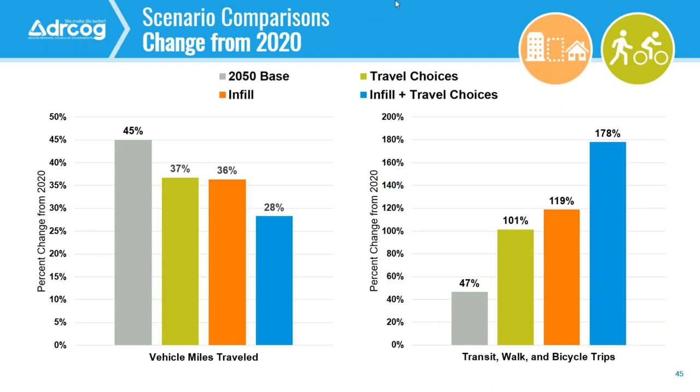So we wanted to break this down a little bit and tell the story of, now that we're starting to do this multi-factor or multivariate analysis, the progression of how things are changing based on the inputs that we're adding. In the two charts you see on this slide, the gray is the 2050 base. The greenish color is the travel choices scenario by itself. Then we have the infill land use scenario in orange by itself. And then in blue, the infill and travel choices scenario together. So you can see, for both vehicle miles traveled and for transit, walk and bicycle trips, the progression of what happens when you start layering these things or combining these things together.